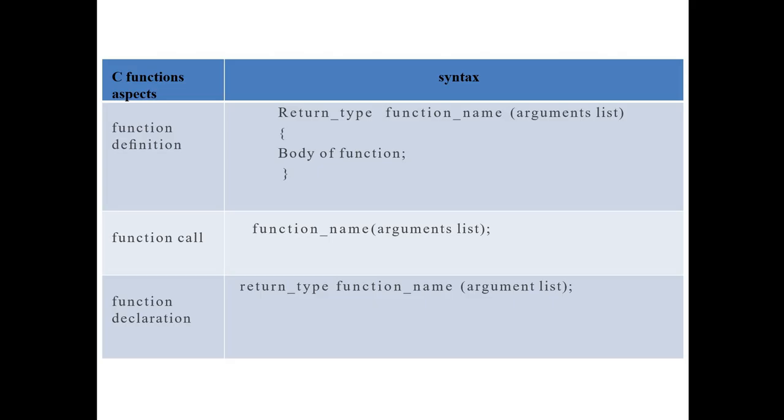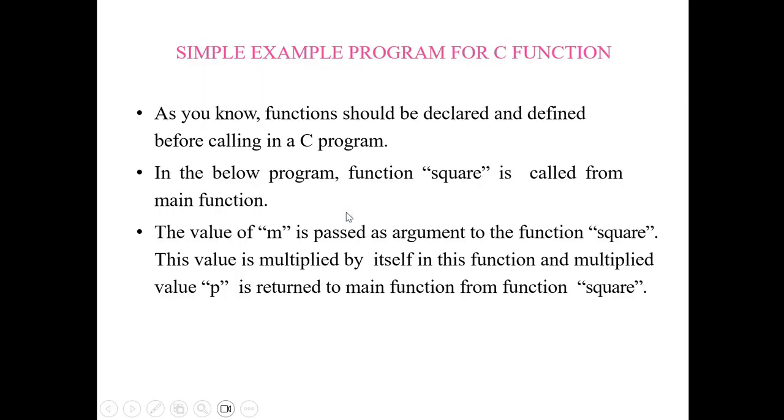This is the syntax for the function declaration, function call, and function definition. In the function declaration, we have the return type, function name, and then argument list. And then the function call has the function name and then argument list. And then the function definition part has the return type, function name, and argument list. This is the body of the function.